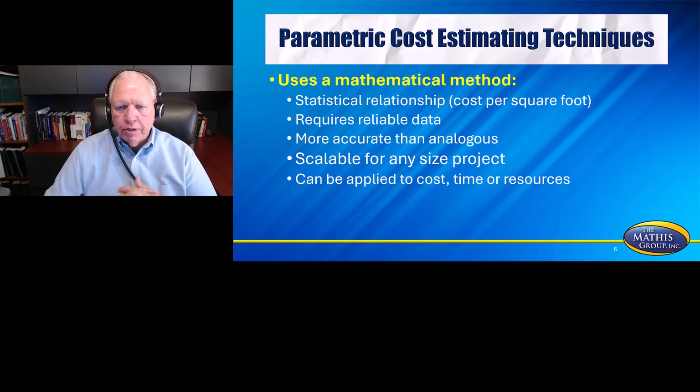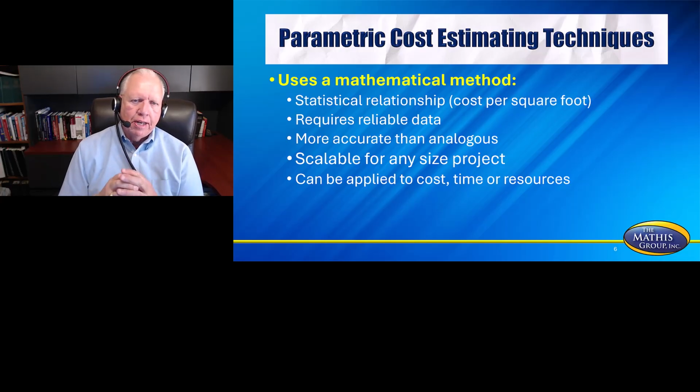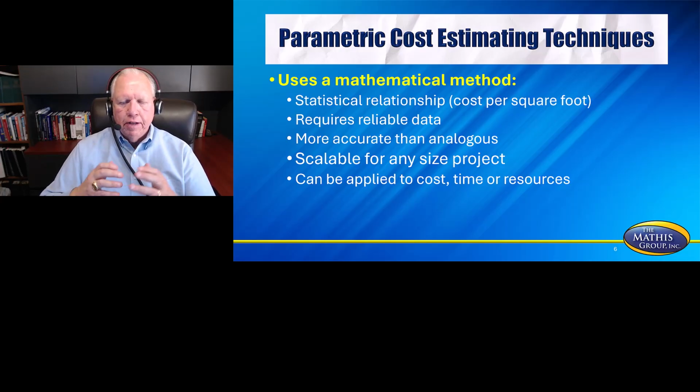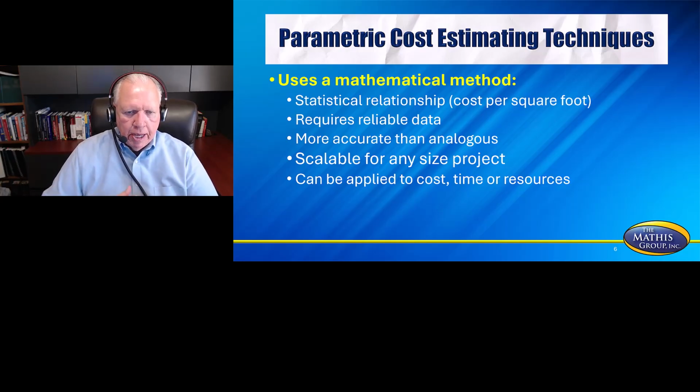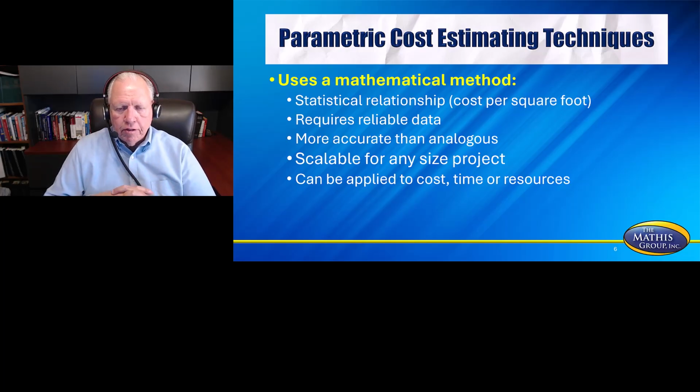Parametric cost estimating. You will see this when they talk about using some type of statistical relationship to come up with an amount. So much per square foot, so much per linear foot. When they start talking about that linear foot, square foot, and so the estimate's going to be this, they're talking about a parametric. It requires reliable data. It's more accurate than an analogous, but it also is scalable for any size project and can be applied to cost, time, or resources.